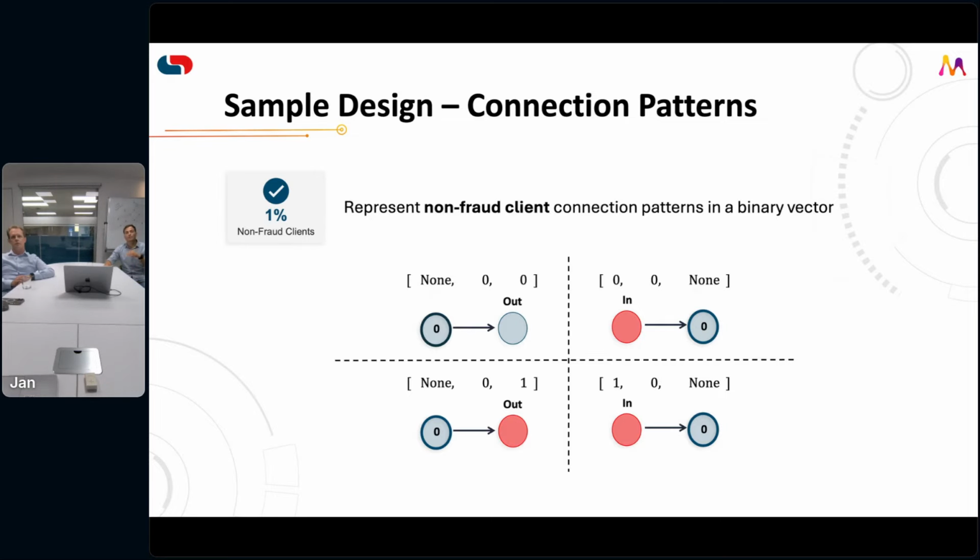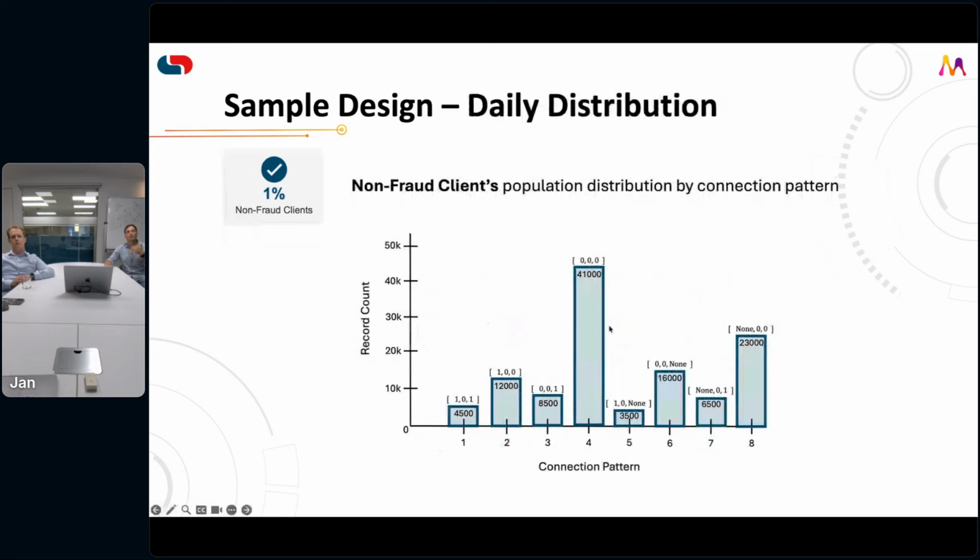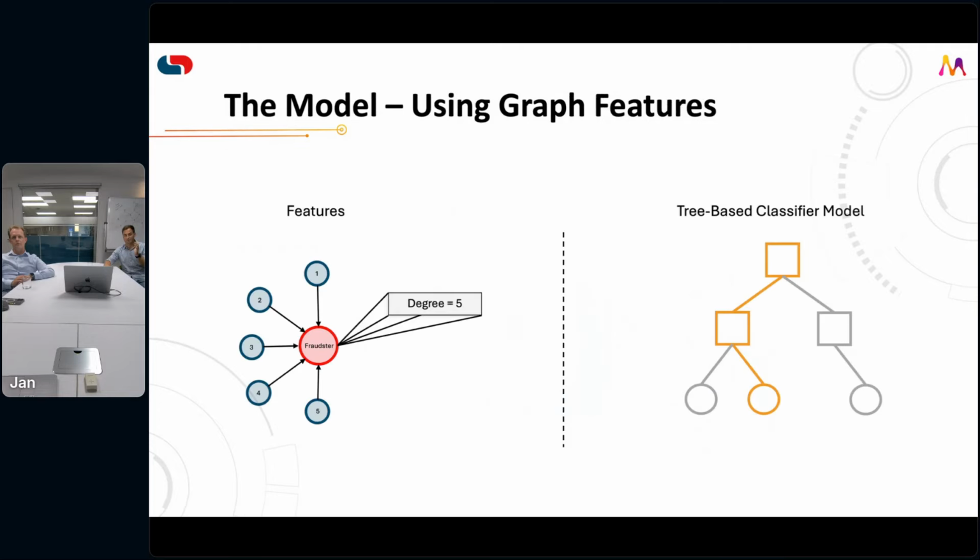Now, by doing so, we took these 8 patterns and we plotted each pattern and the frequency of each in the daily graph. And by doing so, we got the population distribution. And then what we did is we said, okay, sample 1% randomly, but keep this distribution still in your sample for every day. So by doing that, you have your sampling table now.